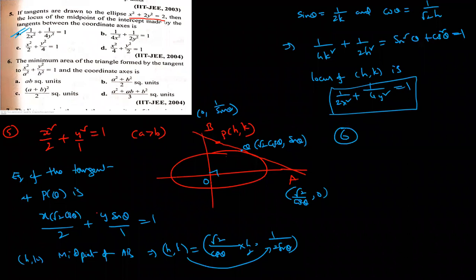Minimum area of the triangle formed by the tangent with the coordinate axes. Yeah, we discussed this one last time, this question earlier. So the option is here. Same format, same equation in terms of parametric coordinates. What is that? a cos theta comma b sin theta.